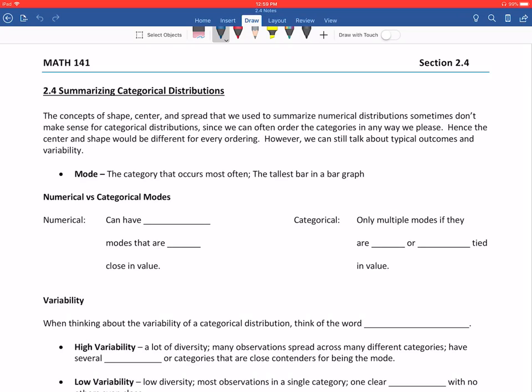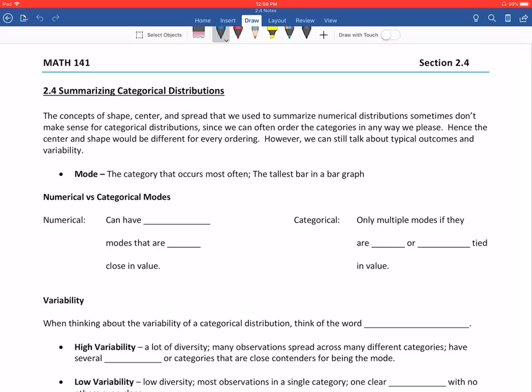So if we were to reorder them, one ordering might look like it is skewed right. If we put them in reverse order, then it would look skewed left. We could reverse them again. So it can really change the way that the distribution looks. So sometimes we can't use those. We can still talk about typical outcomes though, like the center and the variability.